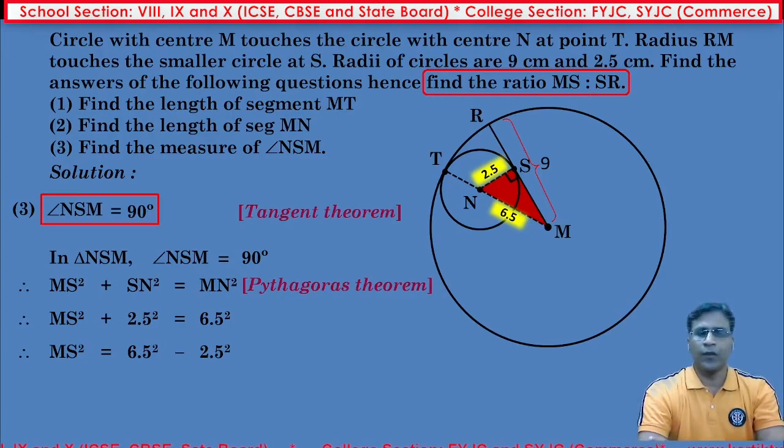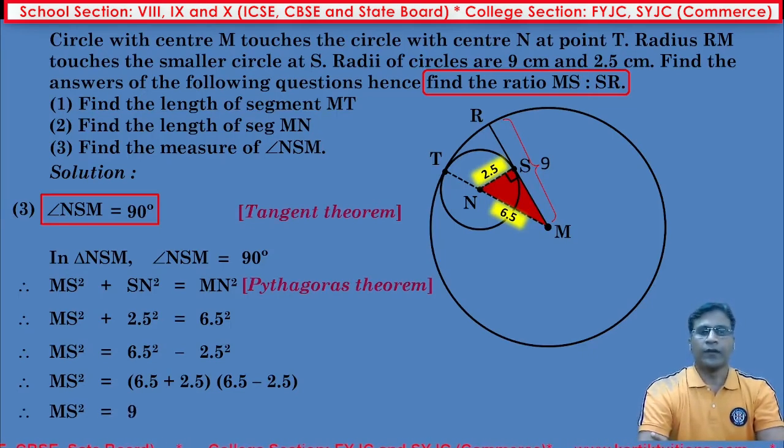What is a square minus b square? It is a plus b into a minus b. Here, our a is 6.5 and b is 2.5. So definitely, I can write MS square is equal to 6.5 plus 2.5 into 6.5 minus 2.5. I repeat, I am using the identity a square minus b square, which gives us a plus b into a minus b. Now, 6.5 plus 2.5 gives us 9 and 6.5 minus 2.5 gives us 4. Now here 9 and 4 both are perfect squares. So we can directly take the square root.